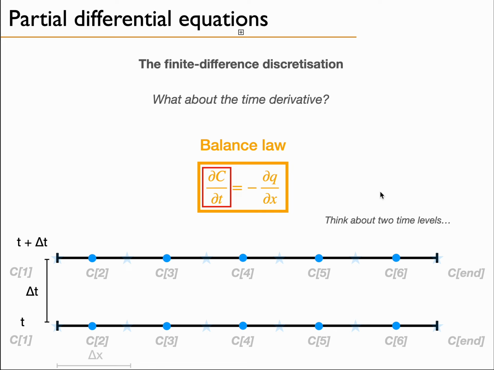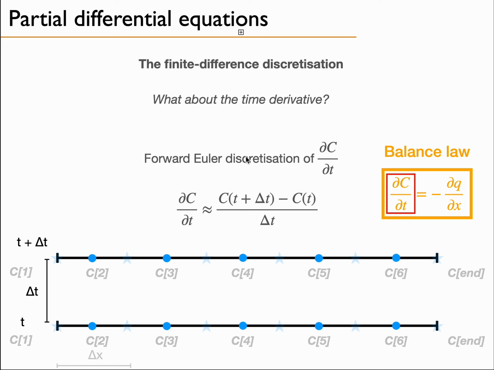So now, let's think about two time levels. We have one time level here, t, with all the values of c positioned here on the centroid. And now we consider one time level in the future at time t plus delta t. Between this time level t and this time level t plus delta t, there is a time increment, delta t.